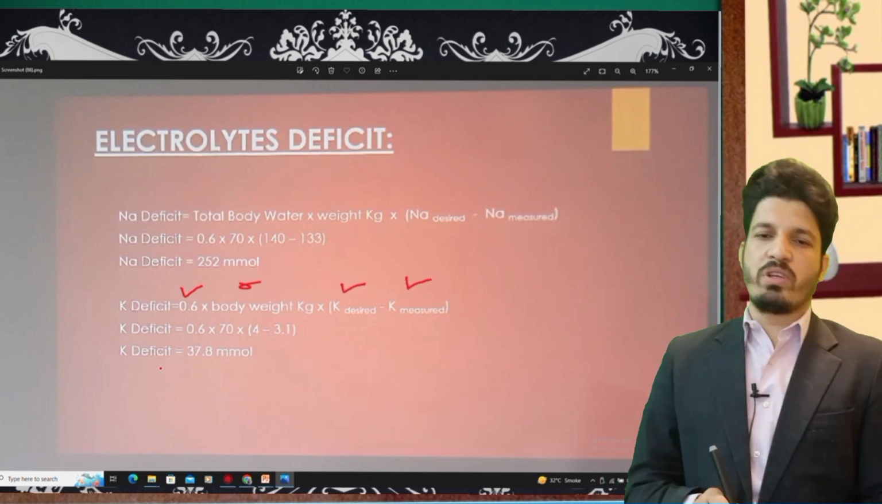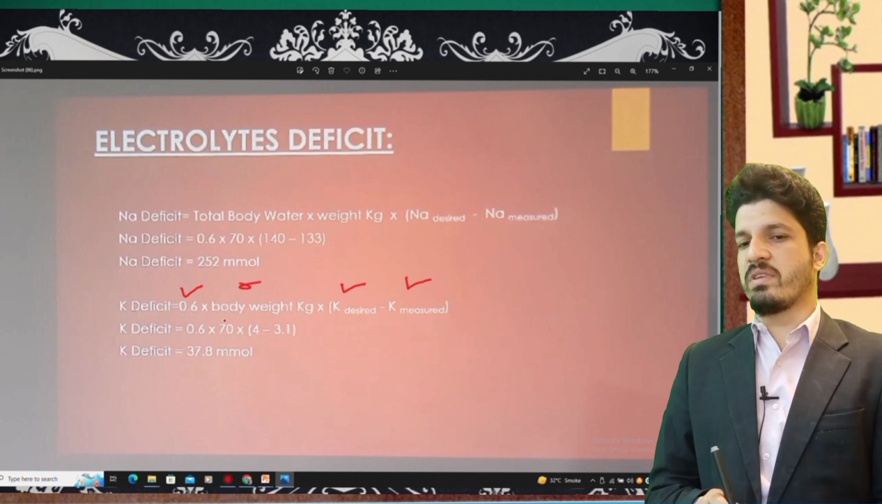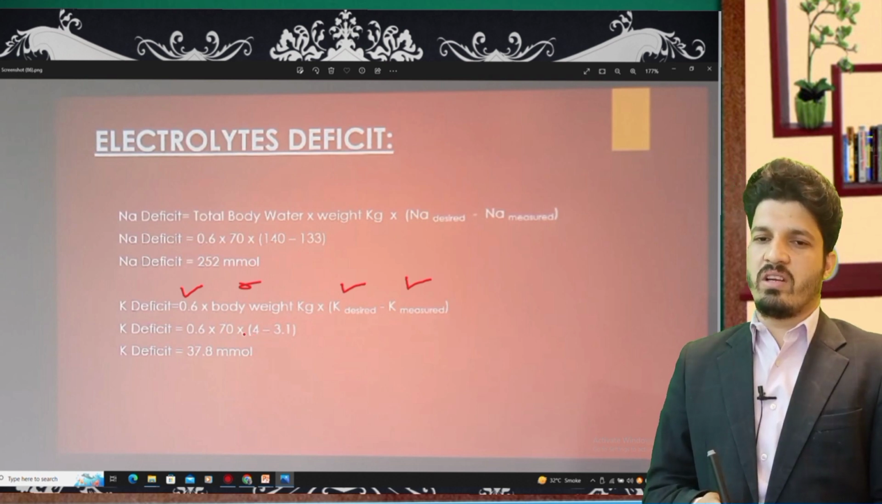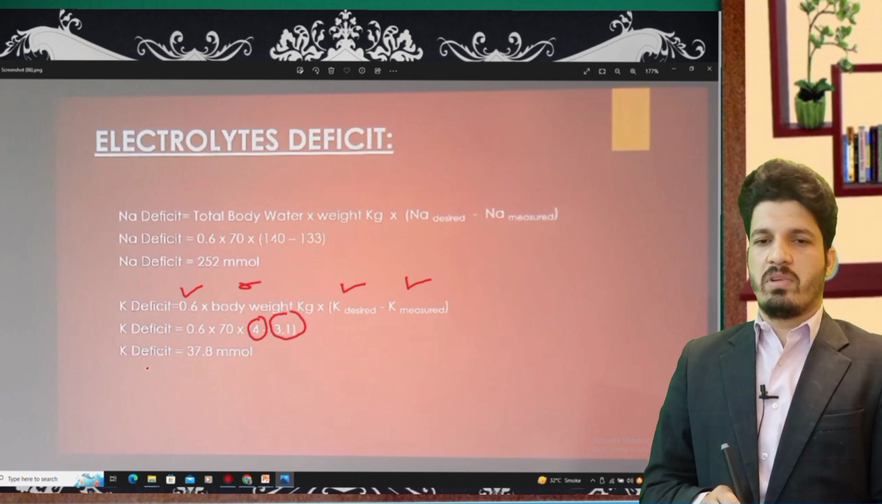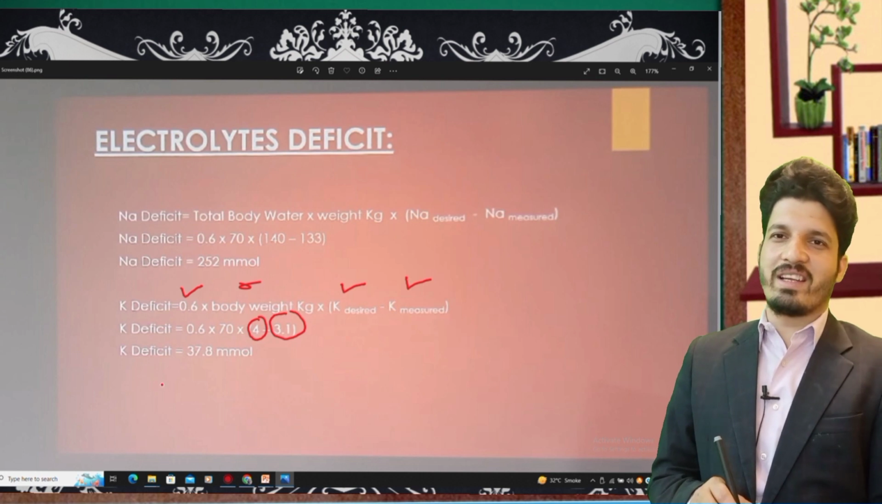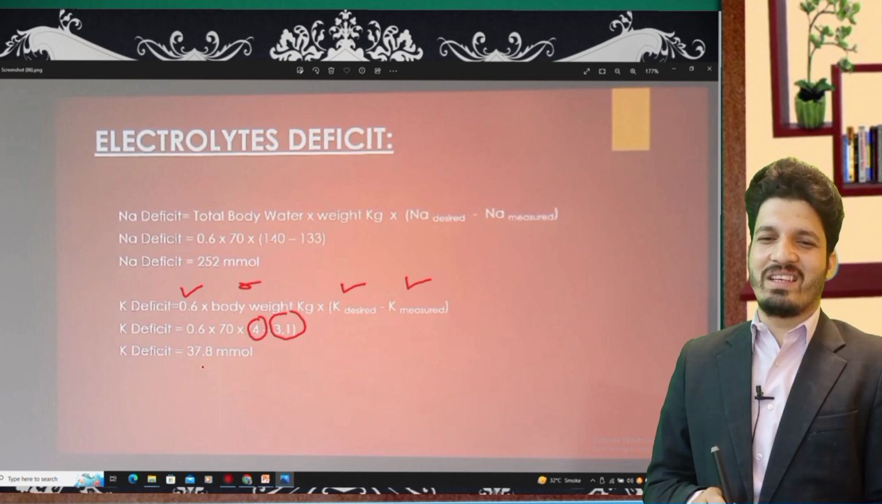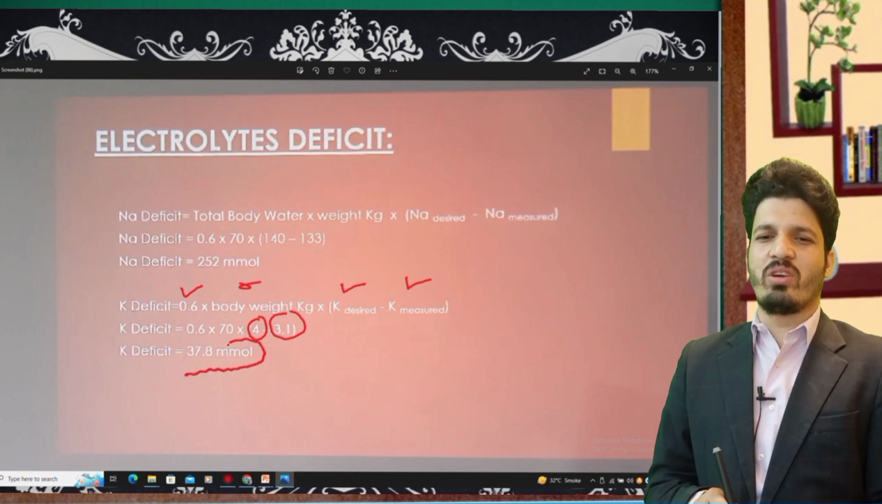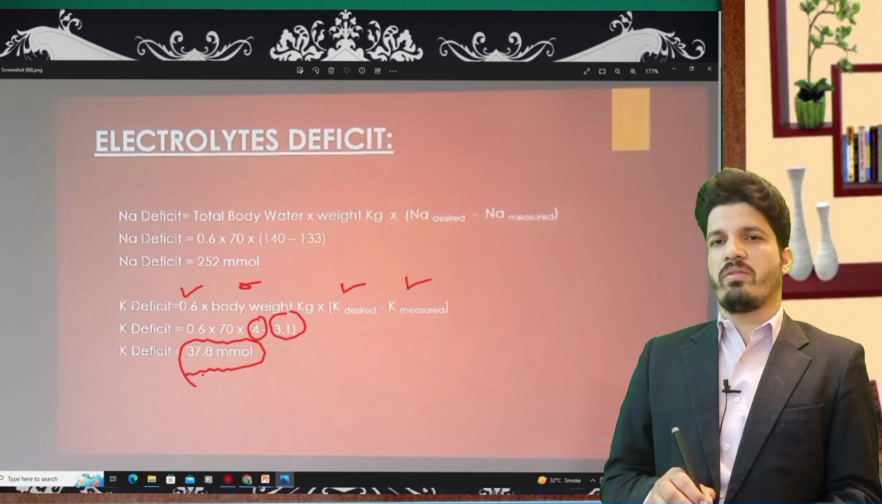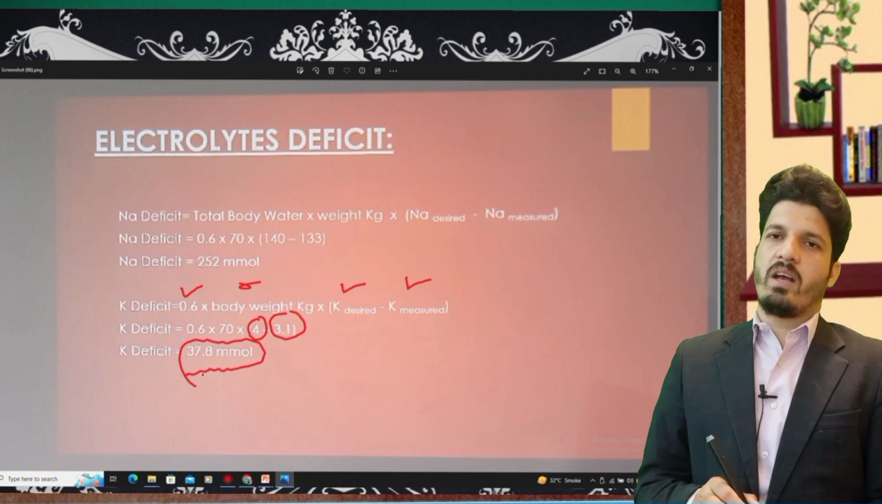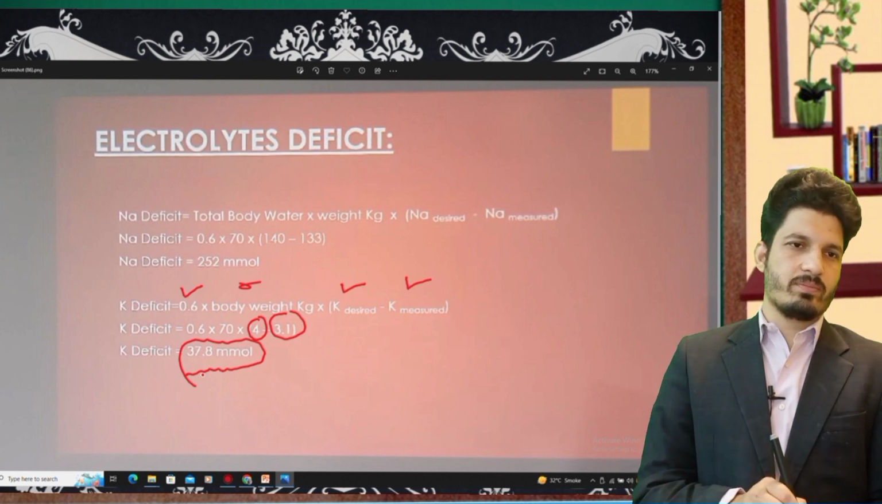So putting the values in a 70 kg person, 4 is our desired value, and 3.1 suppose it's our calculated value, and putting the values and using the calculator, it will become 37.8 millimole. So you have to use 2 ampoules of the potassium to fulfill this deficit.